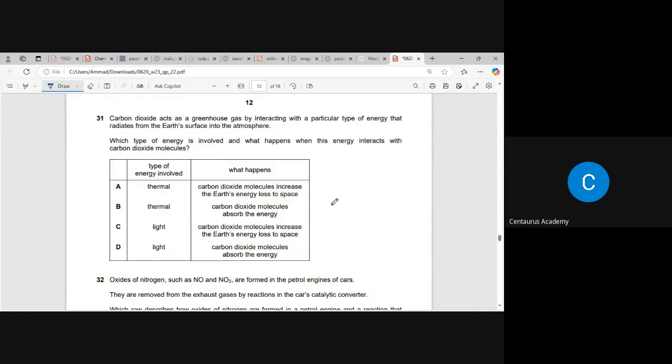Then the next question is, carbon dioxide acts as a greenhouse gas by interacting with a particular type of energy that radiates from the Earth's surface into the atmosphere. Which type of energy is involved, and what happens when this energy interacts with carbon dioxide molecules? So that is thermal energy. Okay, thermal energy it is. So carbon dioxide molecules increase the Earth's energy loss to space? No. They are going to absorb that heat energy. That thermal energy is absorbed by the carbon dioxide molecules, which is why the global surface temperature tends to increase.